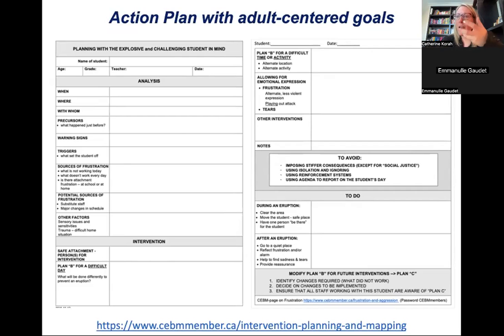Some people will build a behavioral section into the IEP, and that could be another way of going about it. We could either have an action plan, or you can have a section within the IEP where you've got goals in terms of helping them with their frustration.